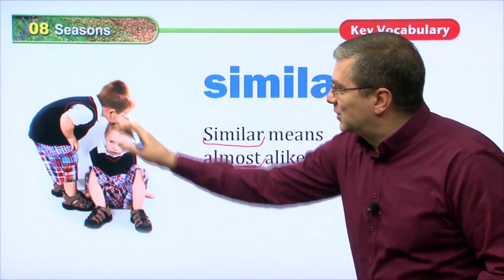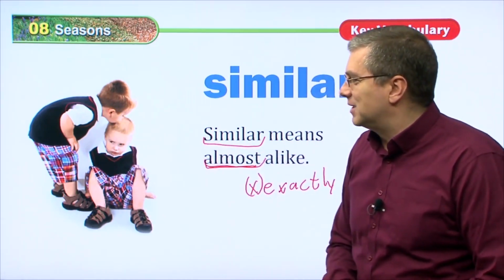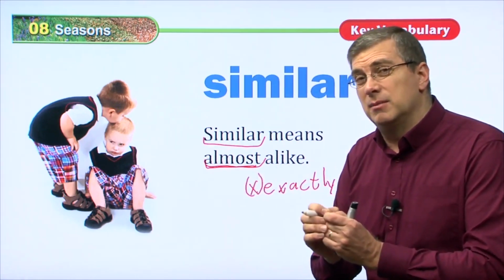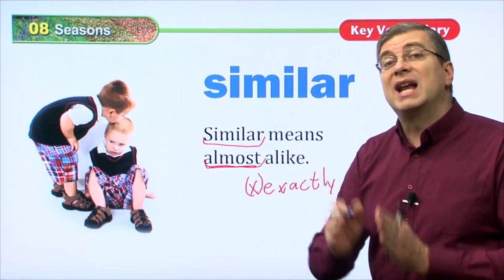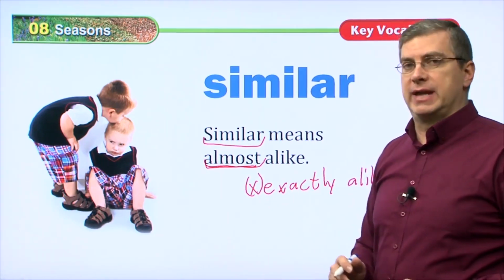So if you have these two twins here, looks like they had maybe a little argument and he's making up with his brother. They're not exactly alike. There's a little difference between them. So they are similar, but not exactly alike. They're almost alike. They're almost the same.